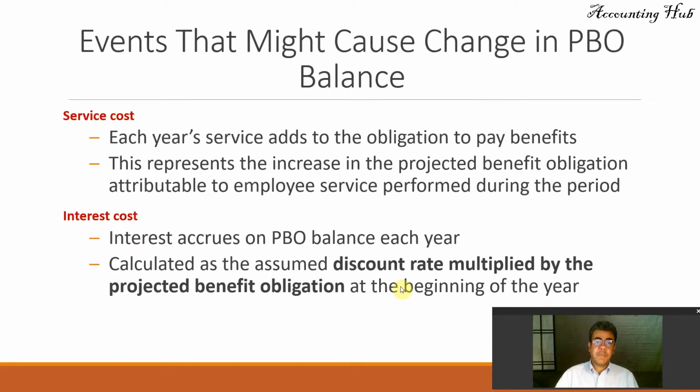So we need to bring this future value to present value here. And we have some events that might cause change in the PBO balance. Service costs and interest costs. When we go to our Excel file, this is the first scenario. How much is the PBO, projected benefit obligation, our liability, when 1 year goes on, with no changes in formula or estimates? How much is our PBO?